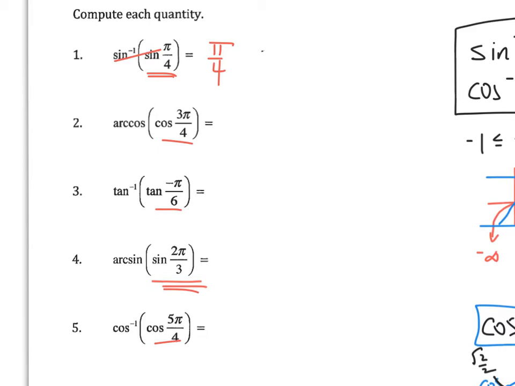Number 2, is 3 pi over 4 between 0 and pi? All right, then these cancel each other out, and your answer is 3 pi over 4. Number 3, is negative pi over 6 between negative pi over 2 and pi over 2? Then they cancel each other out, and it's negative pi over 6.